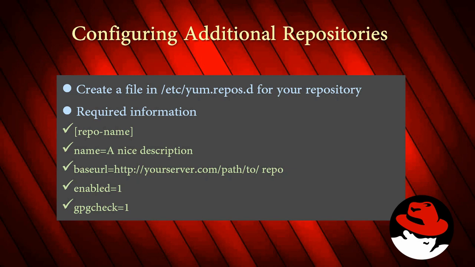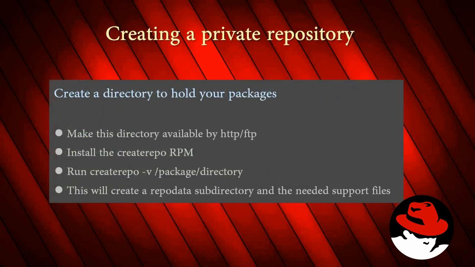You could configure additional repositories, where you create a file in the /etc/yum.repos.d directory for a repository. The required information for configuring additional repositories is the repository name, then name equals a nice description of your repository, then the base URL for the repository from where it has to be downloaded, enabled equals 1, and gpgcheck equals 1. You have to define these things in the particular file.